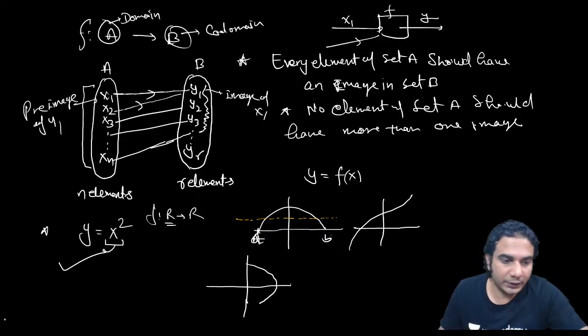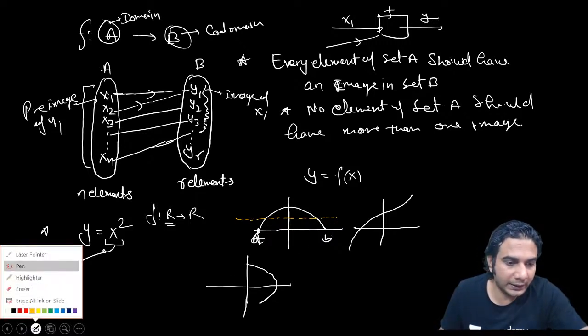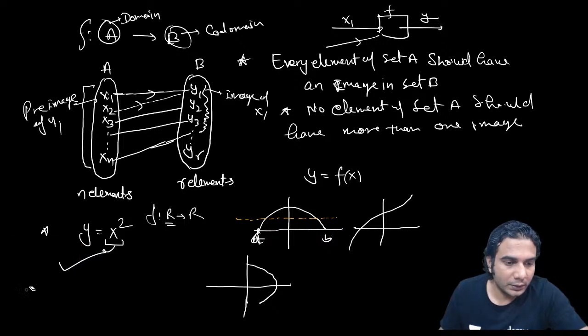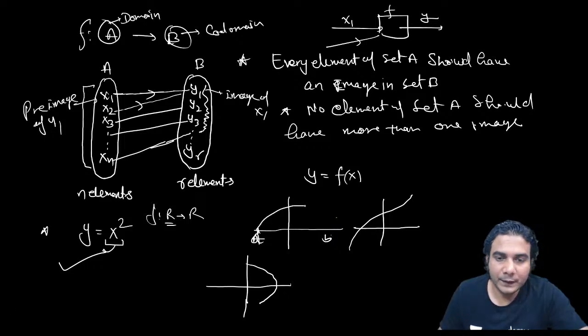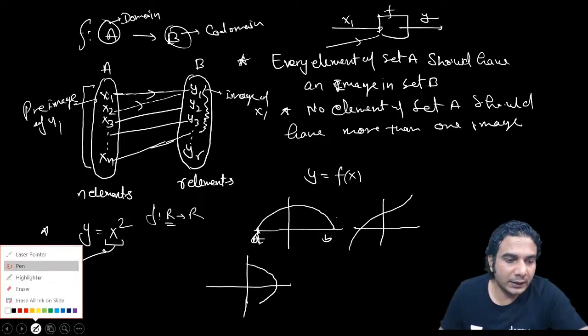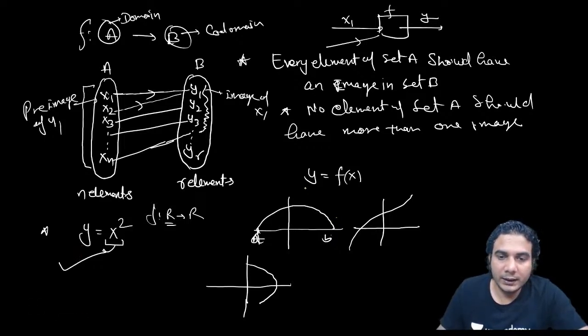Okay, no, sorry, not a horizontal line, a vertical line. That horizontal line is for one-one function. So if you draw a vertical line and that cuts the graph at only one point, that means for this input you are getting only one output. So any vertical line should not cut the graph at more than one point. Then that graph will represent a function.